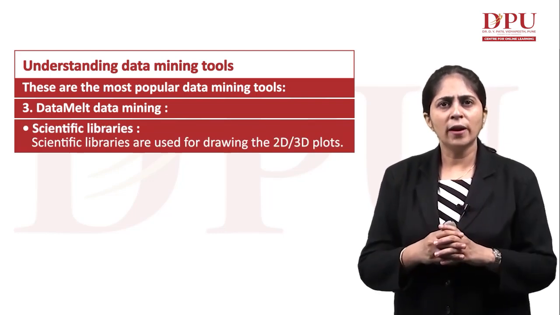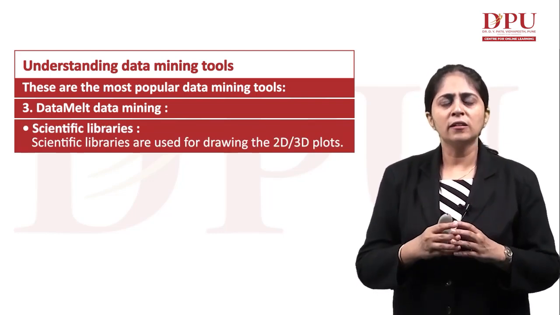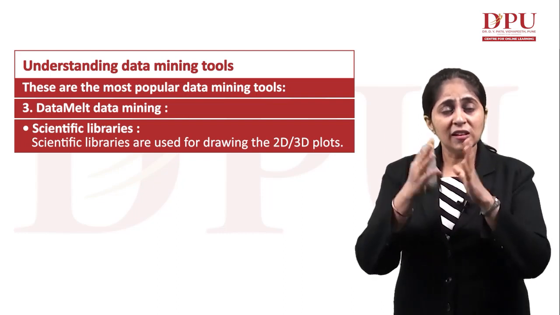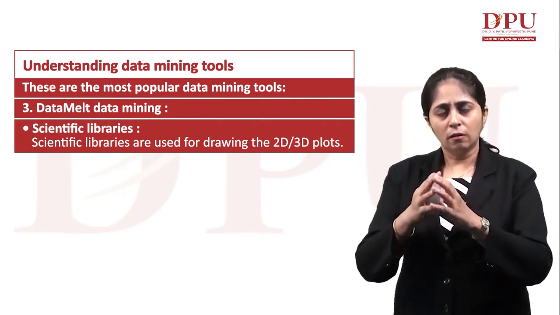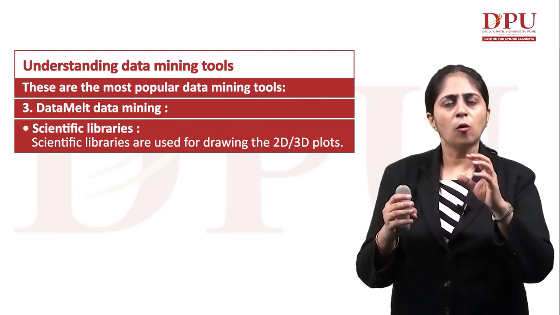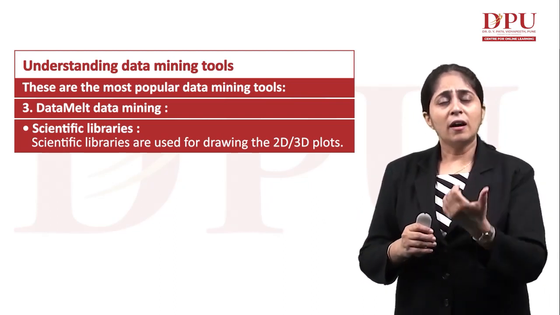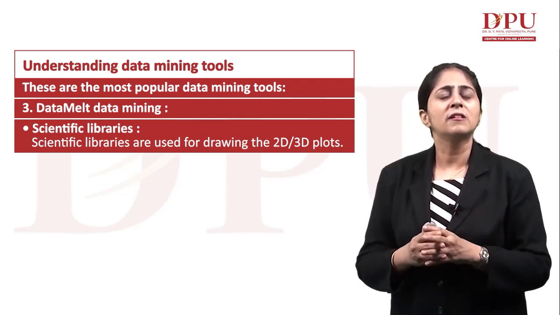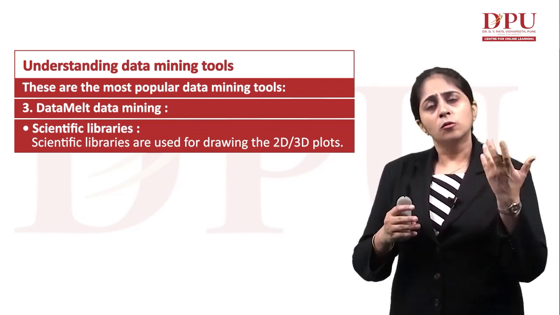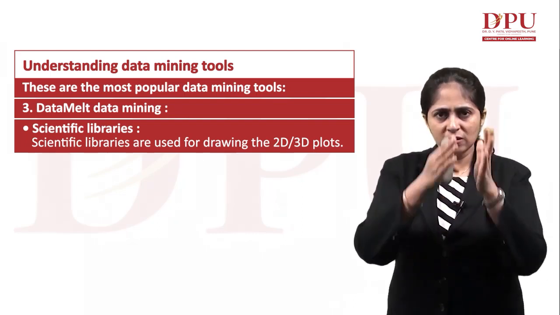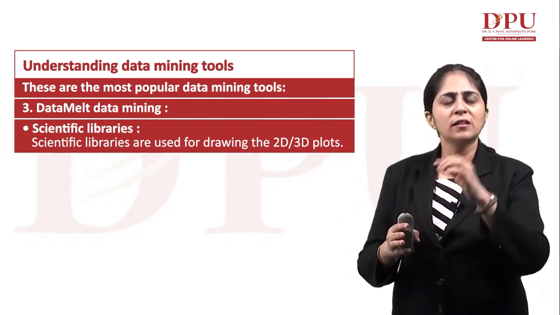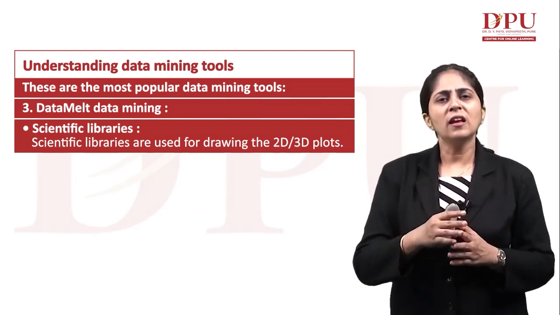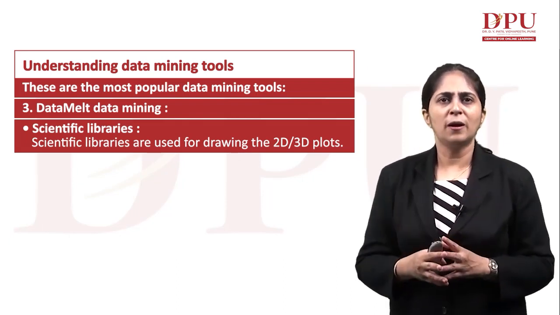Why are scientific libraries required? Scientific libraries are used for drawing 2D or 3D plots. Like we have discussed the 3D plot, like the cube: a cube has 3 dimensions, and all the data can be stored on that. DMelt gives us the opportunity to create those kinds of 3D plots for data. And 2D plots are definitely available there, that means in the form of tables where we have one thing on one axis and another thing on the other axis. So 2D plots can also be drawn using the scientific libraries available in the DataMelt data mining tool.